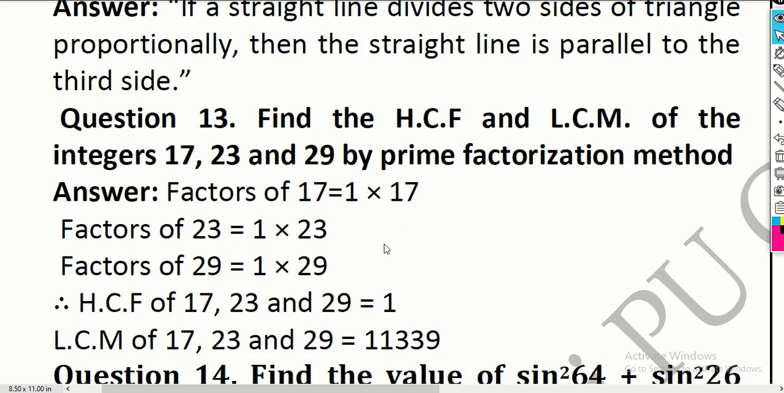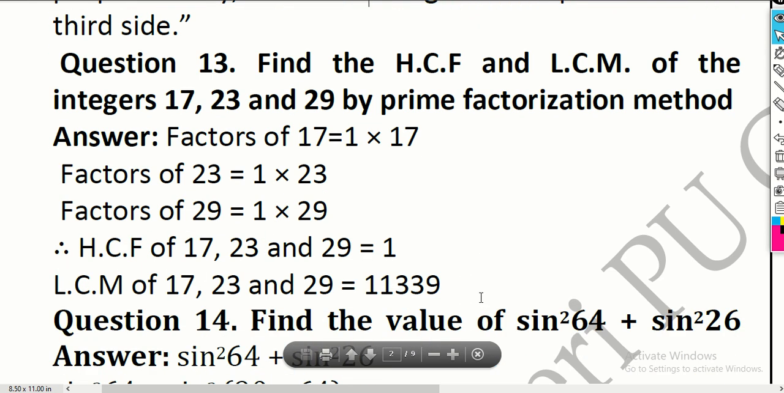And then the 13th one: find the HCF and LCM of the integers 17, 23, 29 by the prime factorization method. Prime factorization means we have to use only prime numbers for the factorization. So 17 is equal to 1 into 17, 23 is equal to 1 into 23, 29 is equal to 1 into 29. The HCF of these is 1. If they ask for the LCM, we have to multiply all the terms. That means 17 into 23 into 29, that gives you 11,339. So this is the prime factorization method.